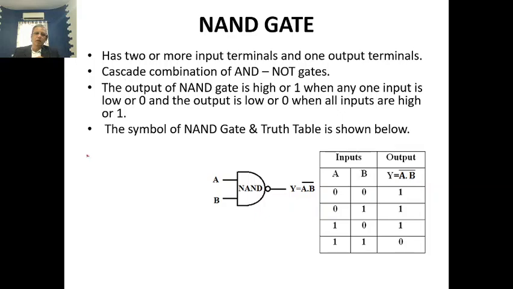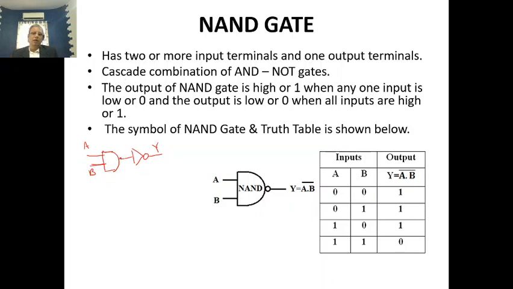Means we will draw the logic circuit like this. This is the AND gate, and the output of this AND gate is given to the inverter. A, B, and this is Y. And we know the truth table for the AND gate. For the AND gate, only when both inputs are 1, the output is 1. If any one input is 0, the output is 0.